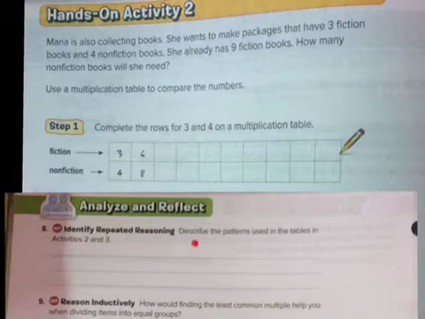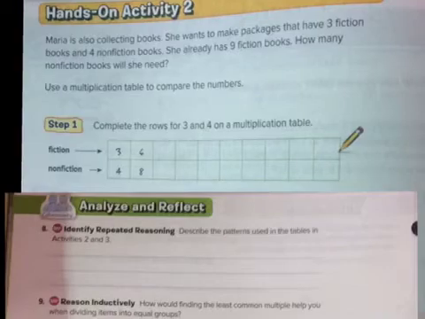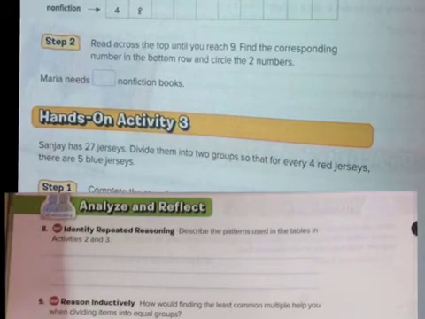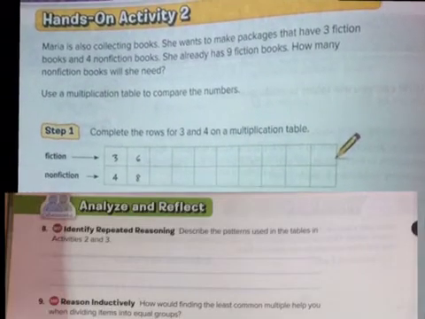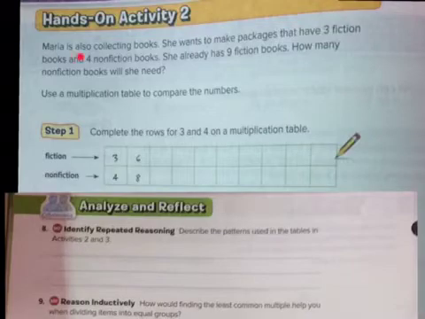So we're being asked to describe the patterns used in the tables in activities 2 and 3. Here's activity 2, and here's activity 3. Let's look at activity 2 first. What patterns are we using? Well, let's see. Maria is also collecting books. She wants to make packages that have 3 fiction books and 4 non-fiction books.